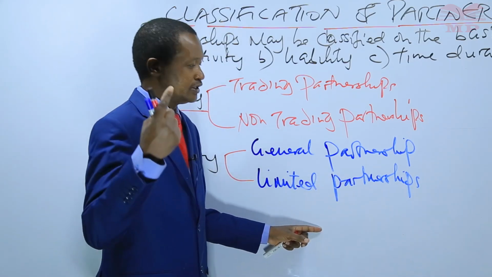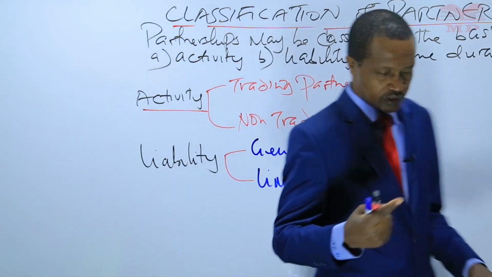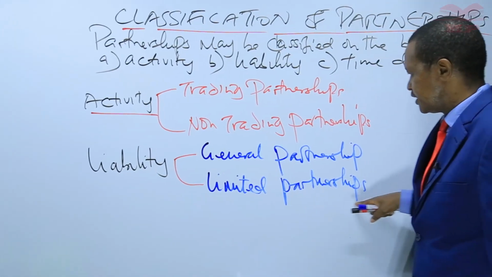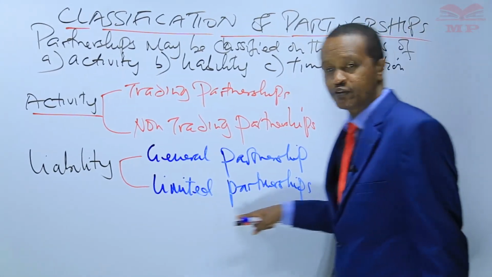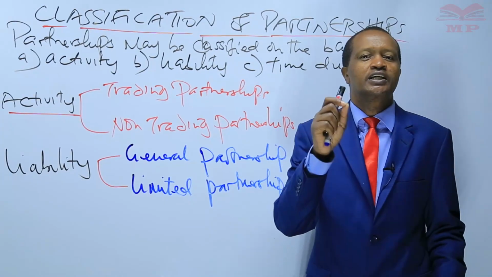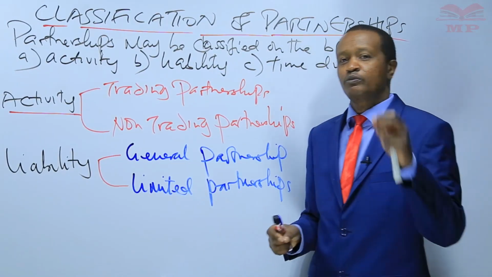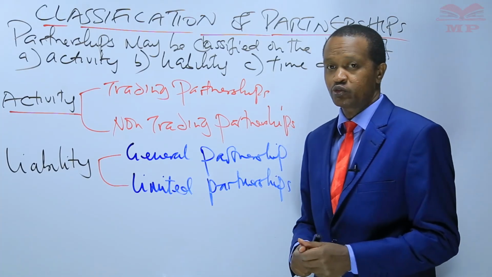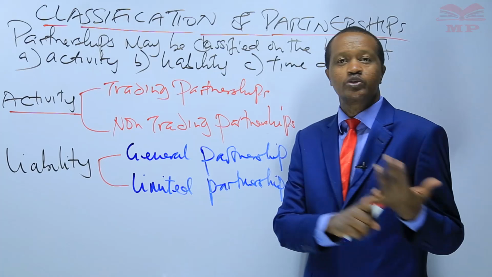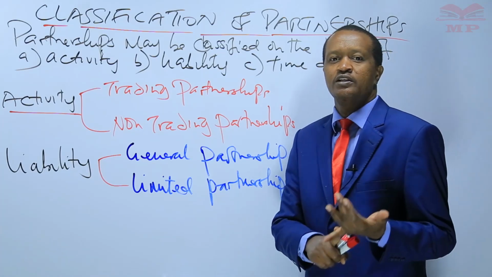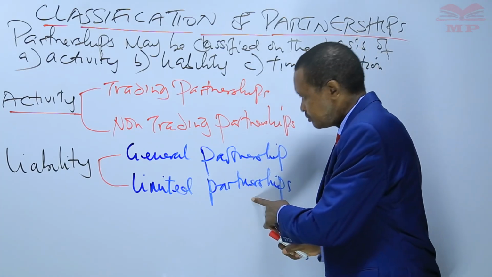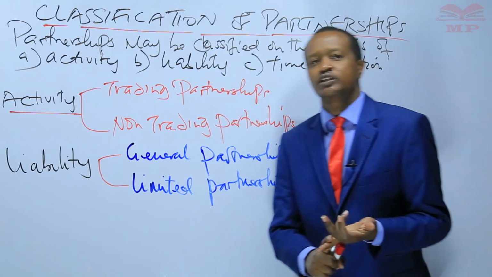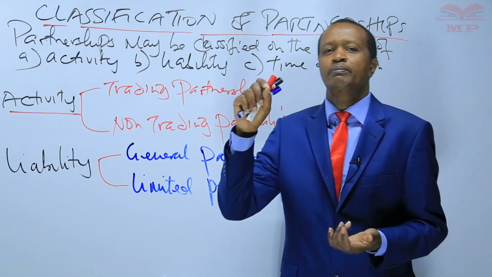Number one, the first condition that partners in a limited partnership must fulfill is that the partnership should not consist of more than 20 persons. That is condition number one. I want you to write it down. These are conditions that must be fulfilled for a limited partnership to be formed. Number one, the partnership should not consist of more than 20 persons.